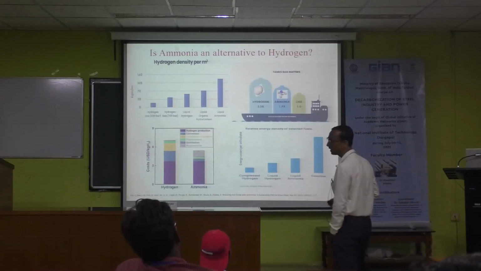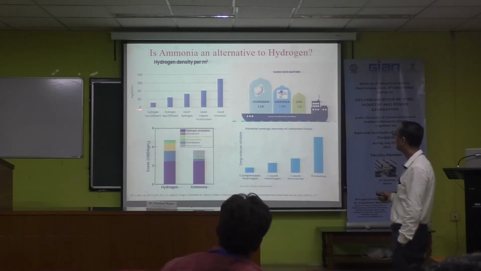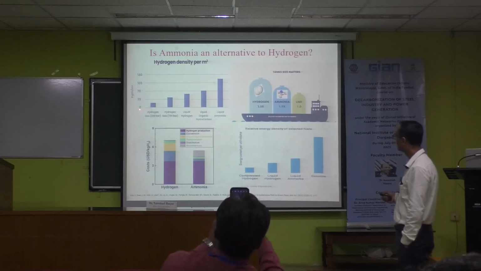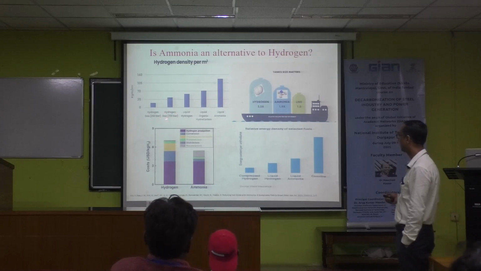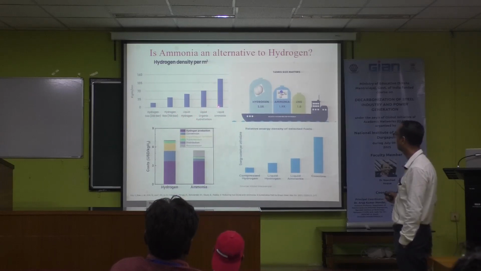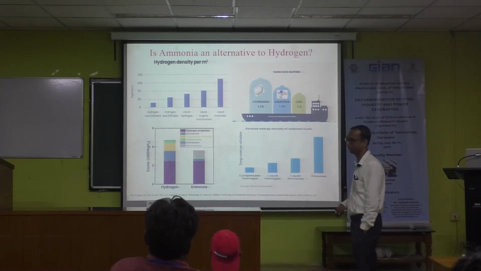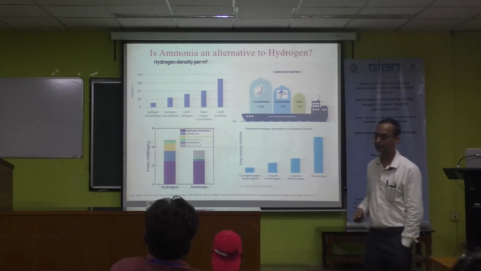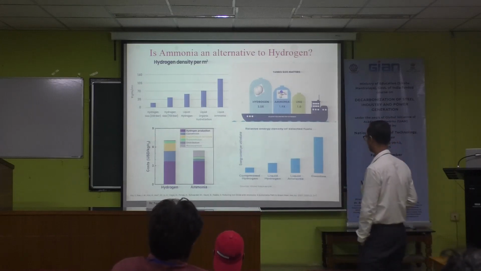Then, if you see the ammonia, why ammonia? You can see the hydrogen density in kg per meter cube, lightweight hydrogen. Compressed at 350 bar, compressed at 700 bar, liquid hydrogen, liquid organic hydrocarbons, and liquid ammonia. You can see ammonia is high in density. It means that if the density is high, then the capacity requirement, the container volume requirement, is small.